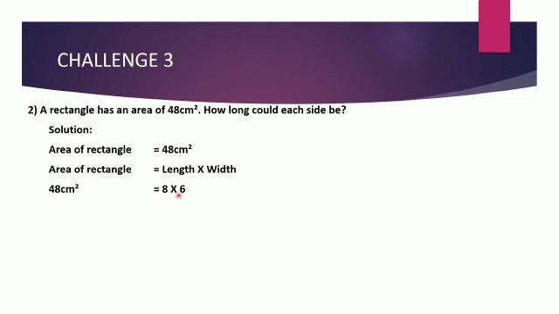It is 8 6s are 48, and you can also do 2 24s are 48, but 24 will be too great a length, so you will take 8 and 6. 8 6s are 48. It means that 8 is the length and 6 is the width. It means that 8 centimeter is the length of the rectangle and 6 centimeter is the width of the rectangle, because length is bigger than the width. So you will take it. So length is equal to 8 centimeter and width is equal to 6 centimeter.